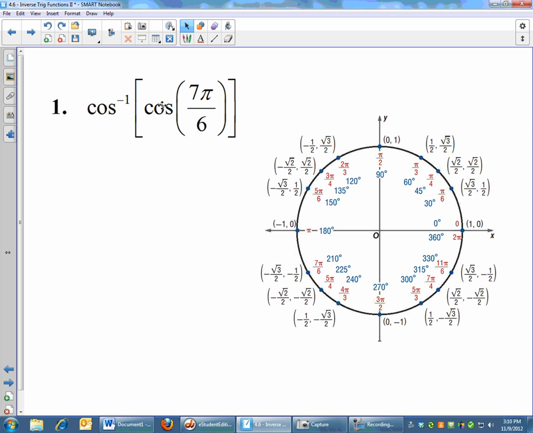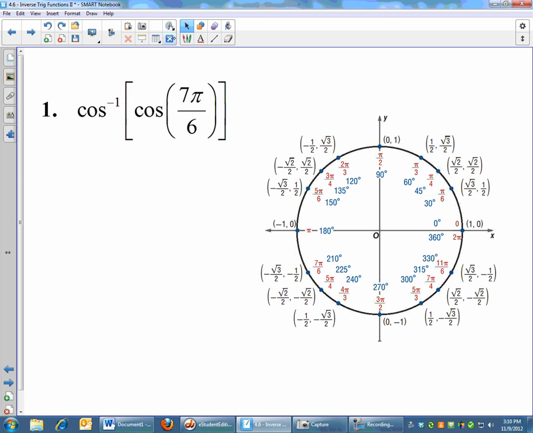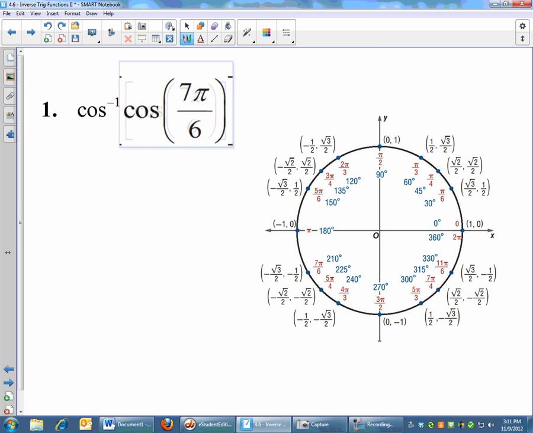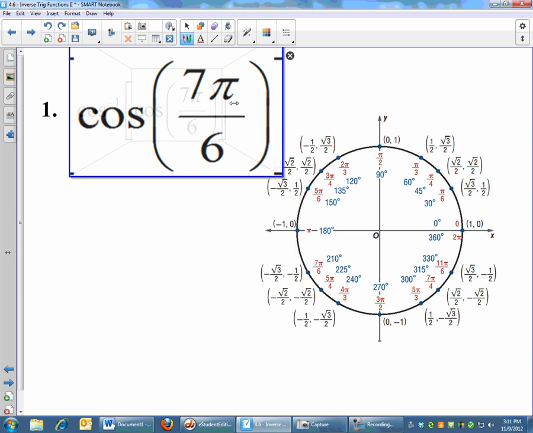All right, so here's an example. We did a few of these in class. The inverse cosine of the cosine of 7 pi over 6. For problems like this, all we're going to do is start off by looking inside. So I'm looking inside at this part right here, the cosine of 7 pi over 6, which means we find 7 pi over 6 on my unit circle. It's right here. And the cosine means we need to find the x-coordinate.